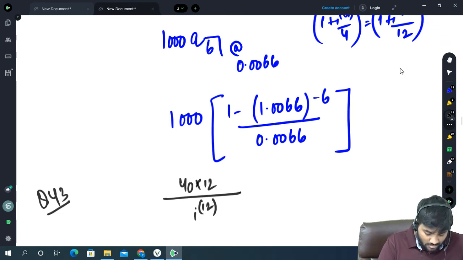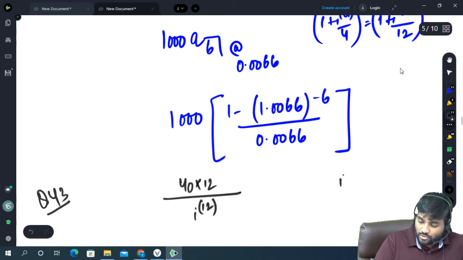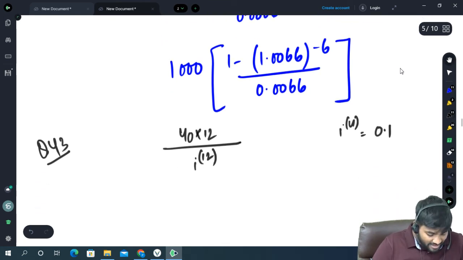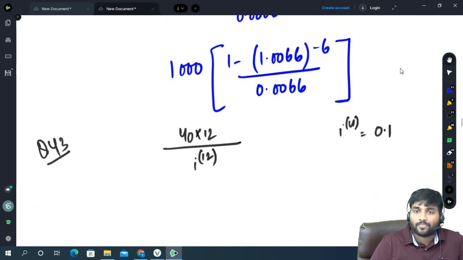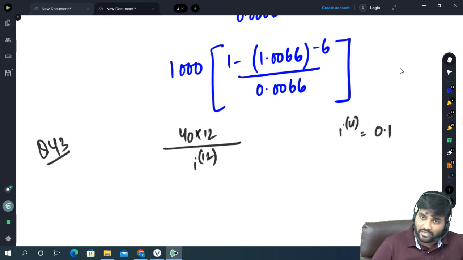Very simple. If the interest rate is 10% per annum, convertible quarterly, so i(4) is given as 0.1. From here, we need to solve for i(12) and we'll get the answer. If the question language would have been 40 at the start of each month forever, then in the denominator we would have used d(12). Very good. Solve these two questions, and after this you need to solve question number 33, classwork.